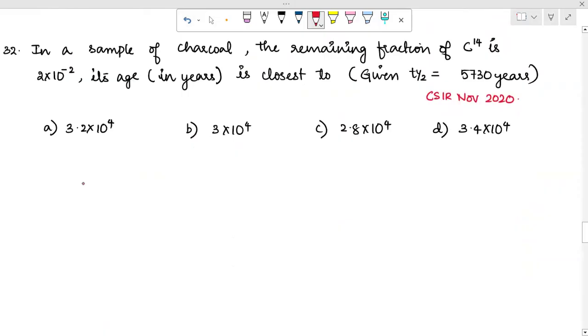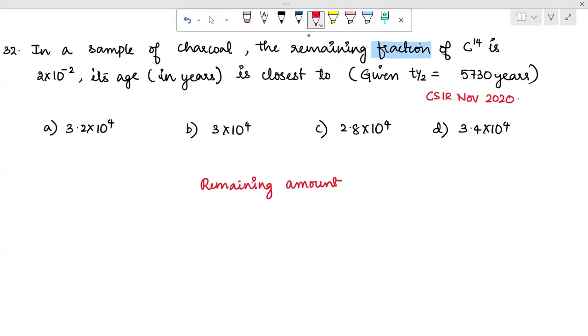Next question. A similar question, which we have already done. You can try it on your own now. In a sample of charcoal, the remaining fraction, pay attention, it's not the remaining amount, it is the remaining fraction, which makes this question very beautiful. Students will make a mistake over here. It's not remaining amount. Understand the difference. What is remaining amount? Remaining amount, whatever is left.